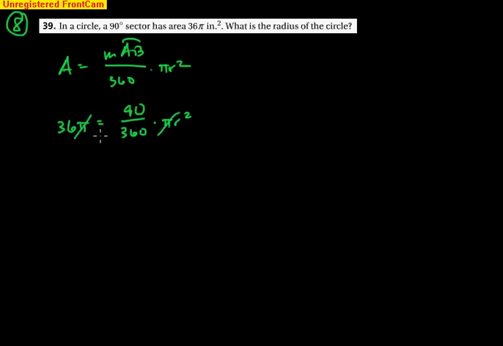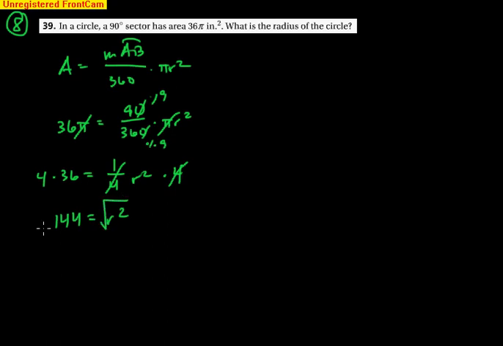Now again, pi on both sides. Cancel it out. Simplify this fraction, so we get 36 equals, the zeros will cancel, and 9 over 36, you can divide both by 9. You get 1/4 r squared. To get rid of the 1/4, times both sides by 4. 4 times 36 is 144. The 1/4 and 4 cancel. That gives you r squared.